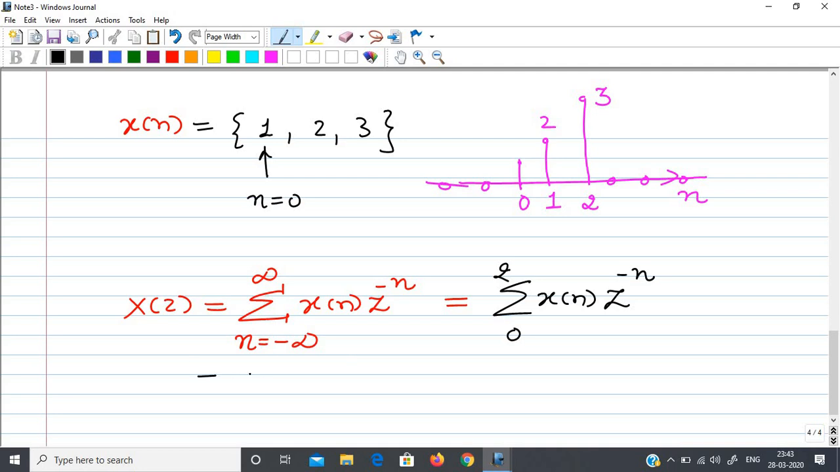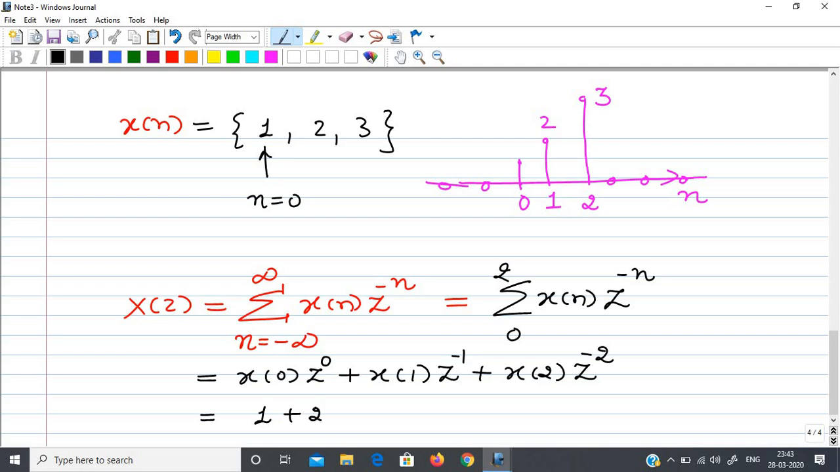So if you expand this summation, you get x of 0, z to the 0, plus x of 1, z to the minus 1, plus x of 2, z to the power minus 2. Now, from this sequence, or from this graph, it is clear that x of 0 is 1. So I can write 1 plus 2 z to the power minus 1 plus 3 z to the power minus 2. This is the expression for the Z transform of the sequence 1, 2, 3.